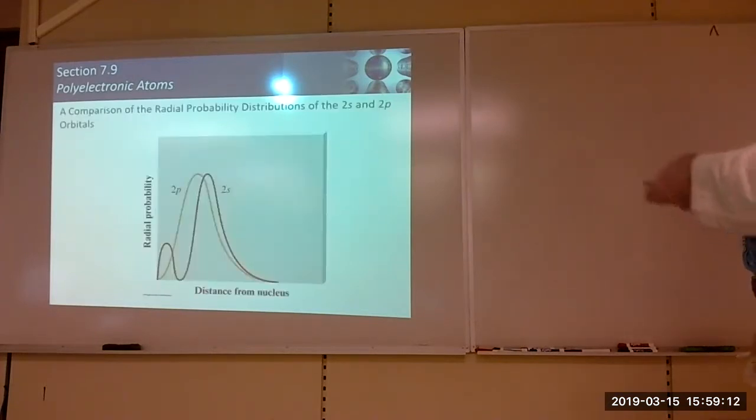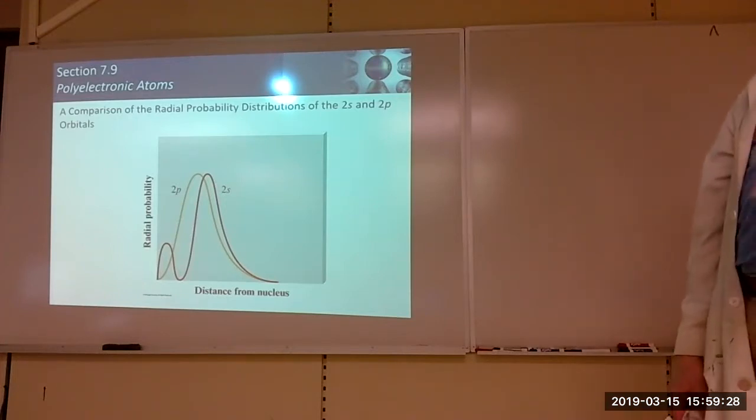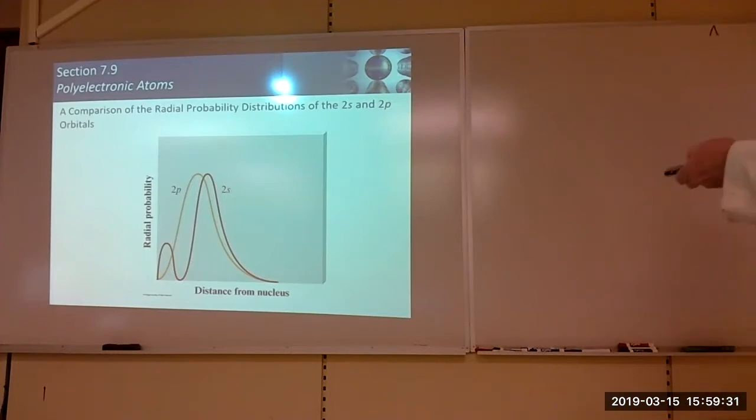But the best way to show that is with this diagram. So once you get to n equals 2, for the s orbital, it's going to have 1 node. You know what a node is? A node is where you don't find anything. So the 2s orbital is going to have some of its density out here beyond the 2p orbital. But it's also going to have a significant amount of density within the 2p orbital. That's the penetration effect.